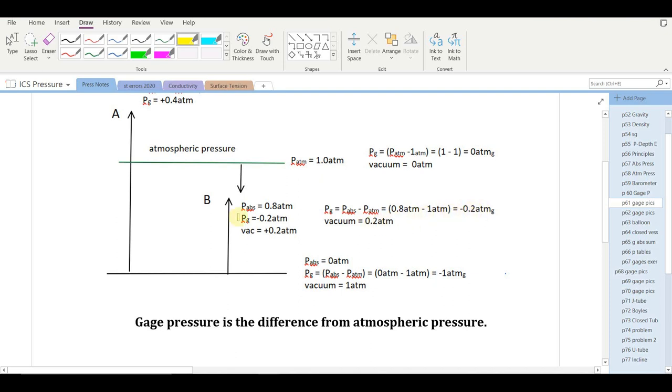So here we have the absolute pressure is still 0.8 atmospheres. The gauge pressure is negative 0.2, meaning it's 0.2 less than atmospheric. And the vacuum is plus 0.2 atmospheres of vacuum. If you completely evacuate this, then the absolute pressure has to be zero. And the gauge pressure would be 0 minus 1 atmosphere, that's absolute minus 1 atmosphere. It's negative 1 atmosphere gauge. That's as low a gauge pressure as you could get. And the vacuum would be 1 atmosphere vacuum. That's full vacuum. You can't get any vacuum greater than 1 atmosphere. Once you remove the entire atmospheric pressure, there's no pressure left, and the vacuum is full vacuum, 1 atmosphere.